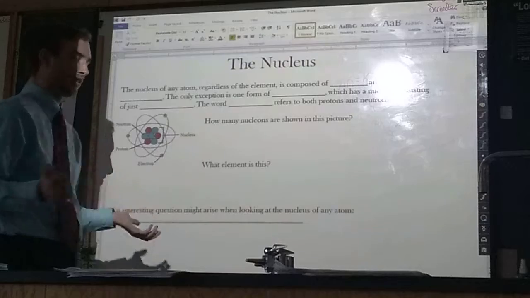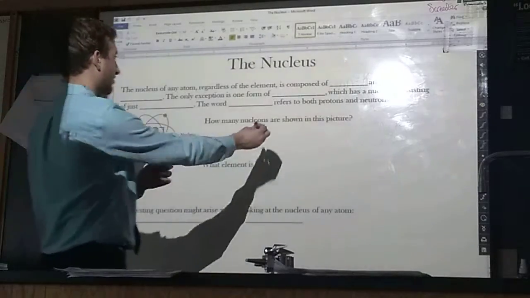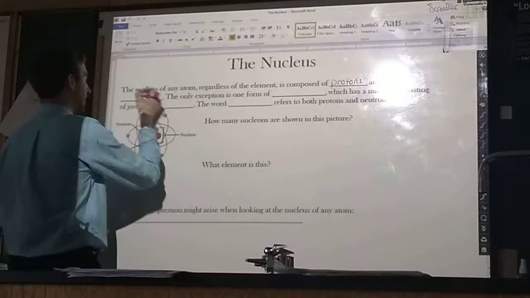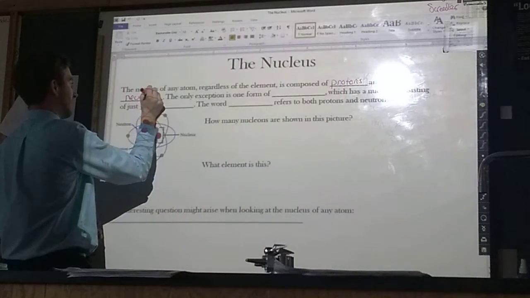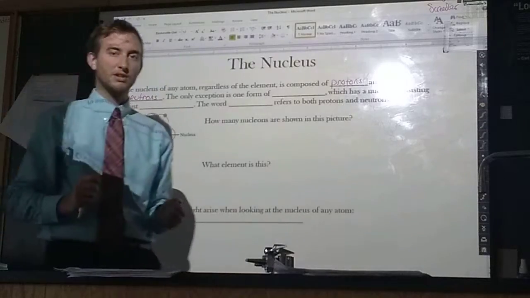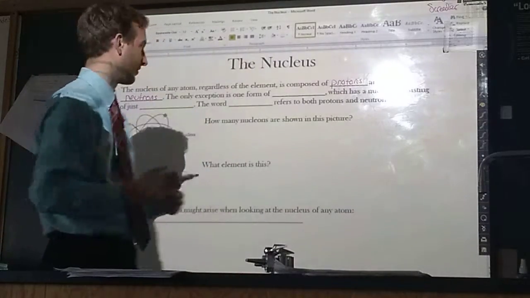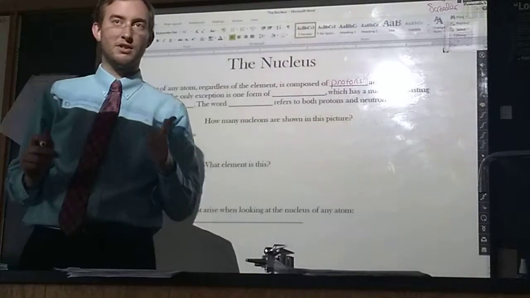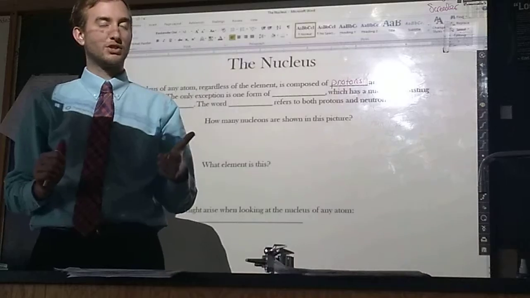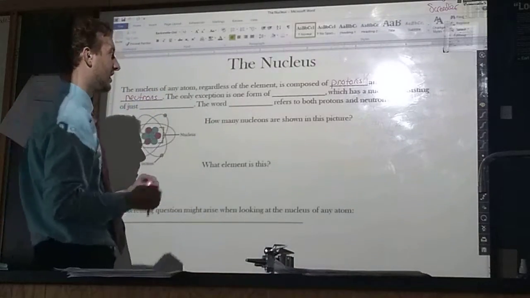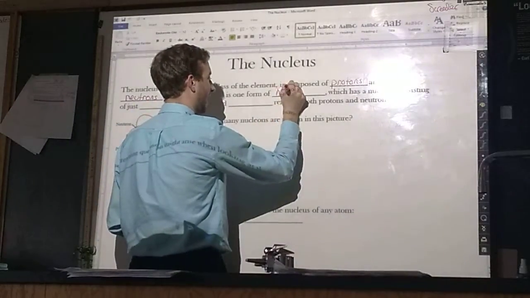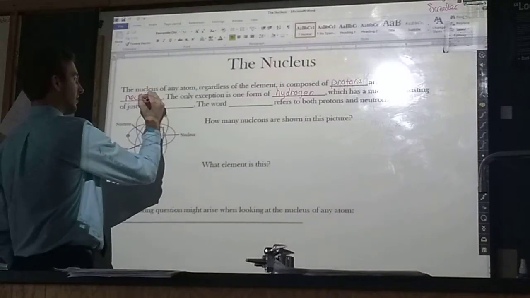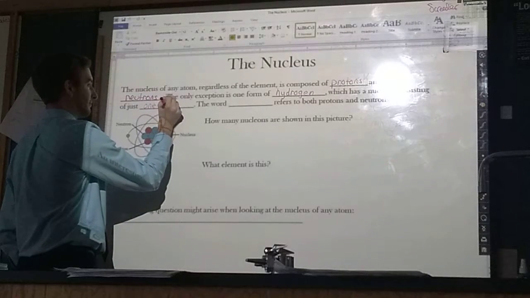We know that that's in the center of the atom. We know that the nucleus is composed mainly of protons and neutrons. Those are the particles that are in the nucleus. Particles outside the nucleus are things like electrons, okay? The only exception to the rule that the nucleus is composed of protons and neutrons is one particular form of hydrogen, the simplest possible form of hydrogen, that has a nucleus consisting of just one proton.